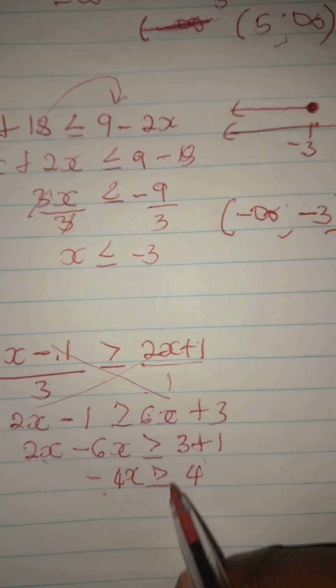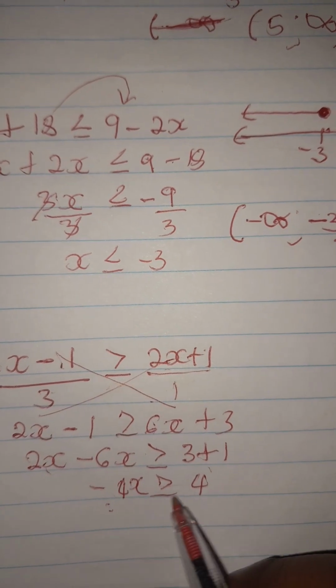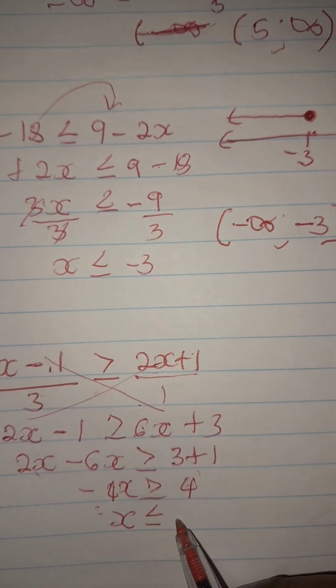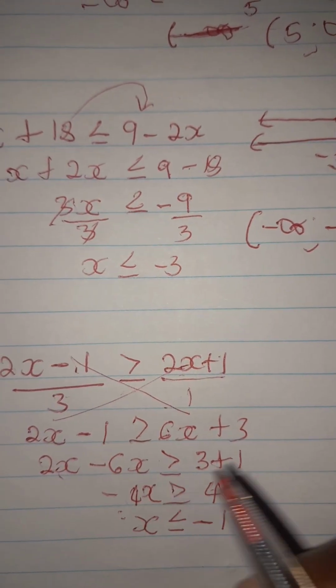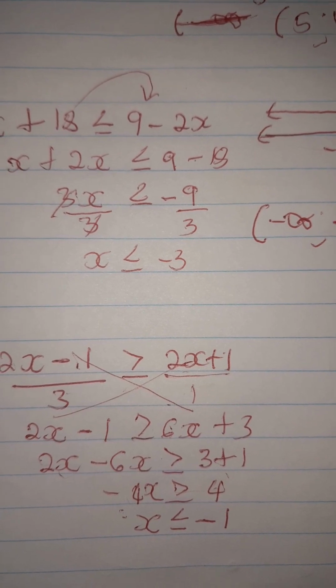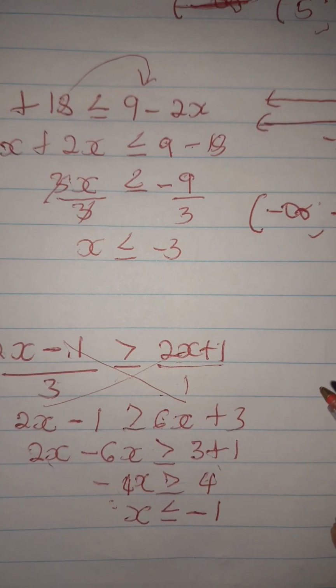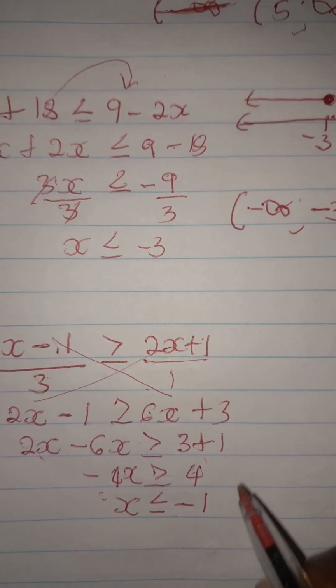Then we could divide both sides by -4. How many times does 4 go into 4? It goes once, so it will be x is less than or equal to -1. The reason is that whenever we divide an inequality by a negative number or multiply by a negative number, the direction of the inequality will change. So since it was greater, it will be less than or equal to -1.